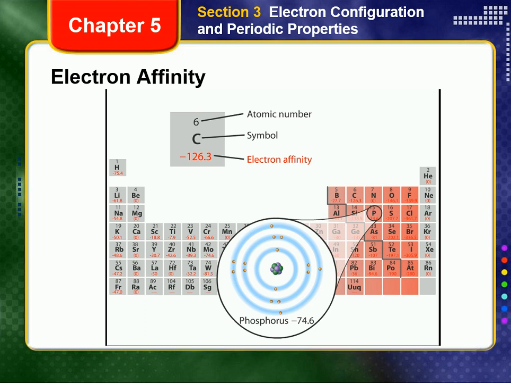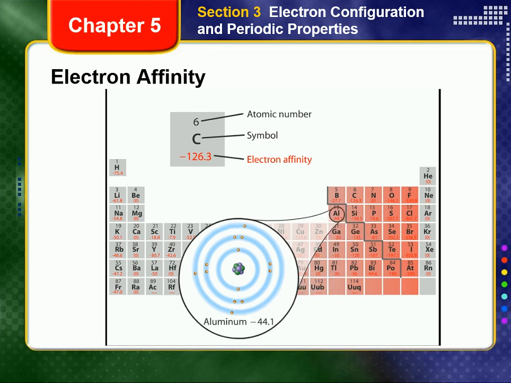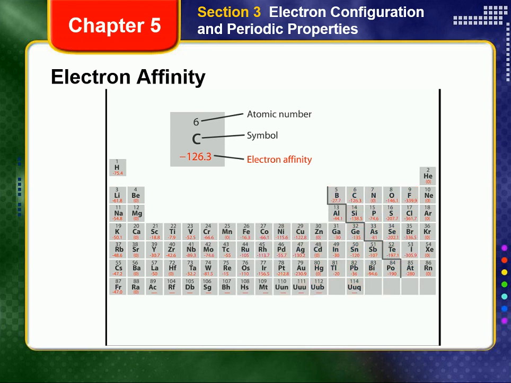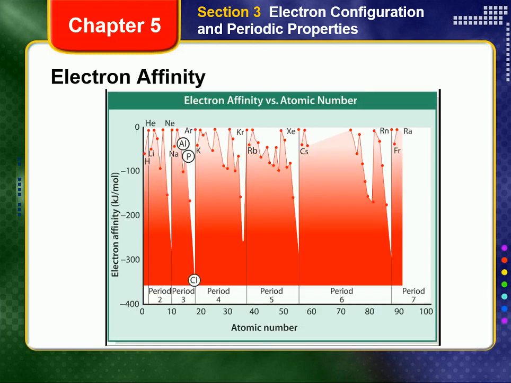Phosphorus has 5 valence electrons and an electron affinity of only negative 74.6. The electron affinity of aluminum, with 3 valence electrons, is negative 44.1. Because of the way electrons form orbitals, there are some lapses in this pattern. Nevertheless, the general trend holds.